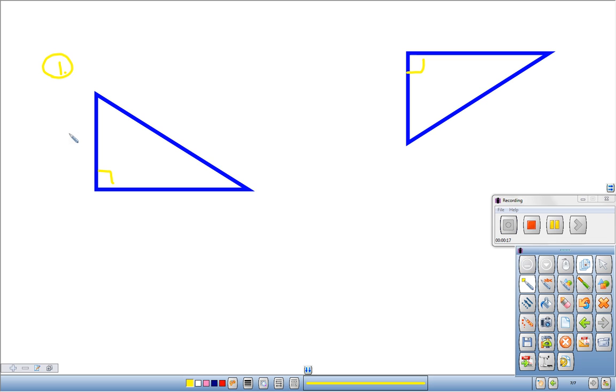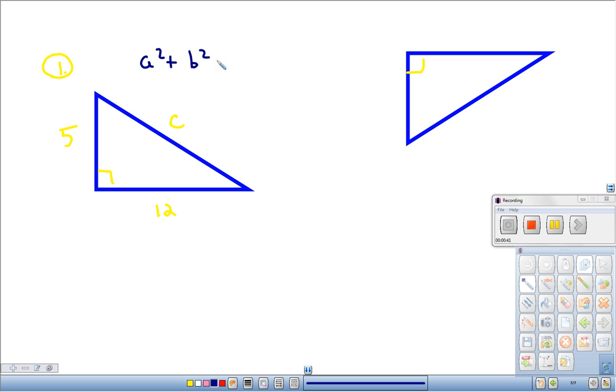So I'm going to assume in problem number one that the length of this leg right here is 5, and the length of this leg right here is 12, and I want you to find the length of the hypotenuse. So if we're trying to find the length of the hypotenuse, as far as the Pythagorean theorem goes anyway, we are trying to find the value of c, because remember, the Pythagorean theorem is a squared plus b squared equals c squared. So by putting the numbers that I get for the sides, the legs, in for a and b, I should be able to solve for c.